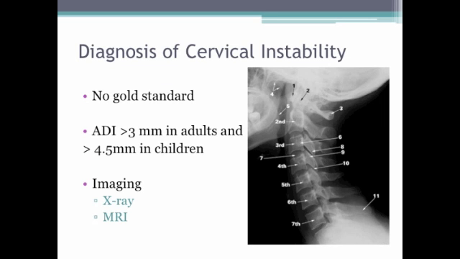For diagnosing cervical spine instability, there is currently no gold standard. Medically, X-ray or MRI may be used. With an X-ray image, the doctors will commonly look at the atlanto-dens interval, or ADI. Cervical instability can be diagnosed if in adults the ADI is greater than 3 millimeters, or if in children it's greater than 5 millimeters.